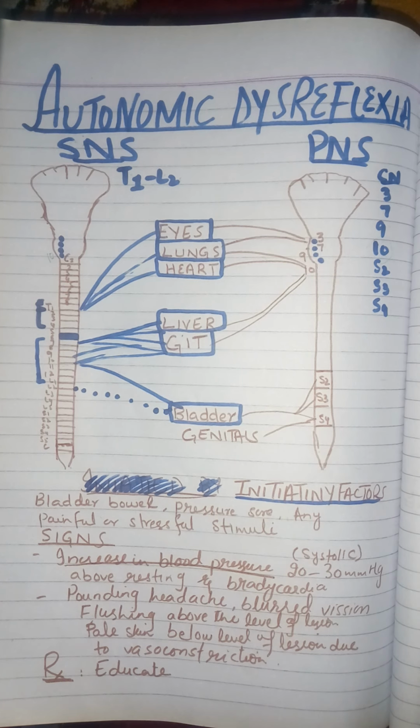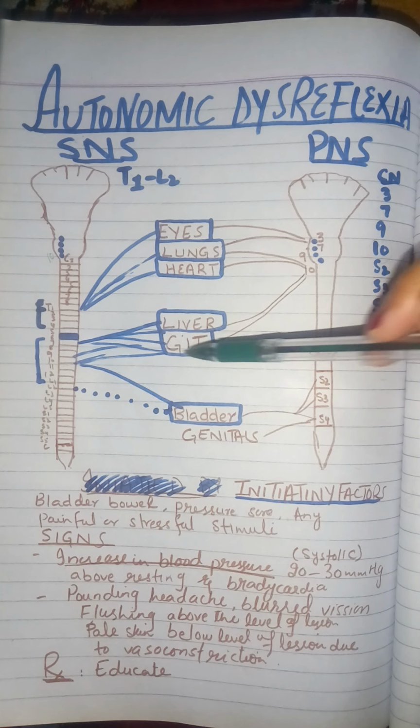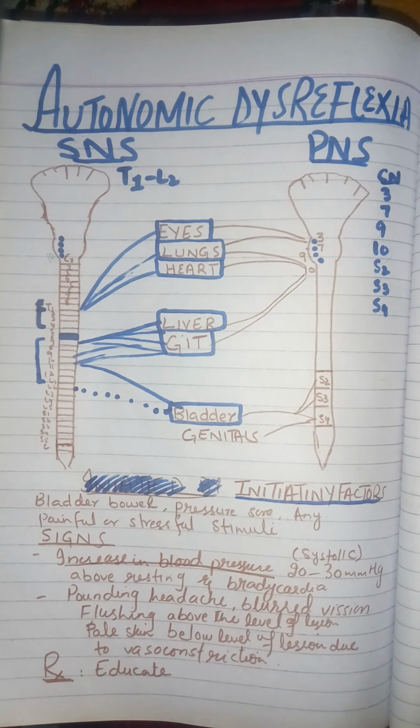So vasoconstriction being in the major part of the body results in overall a tremendous increase in the blood pressure of the patient, and this causes the patient to have hypertension. That hypertension, as you all know, an increase in blood pressure, can have a devastating effect. It can cause hemorrhage, it can cause again stroke or any other injury in any part of the body. So this phenomenon is known as autonomic dysreflexia.